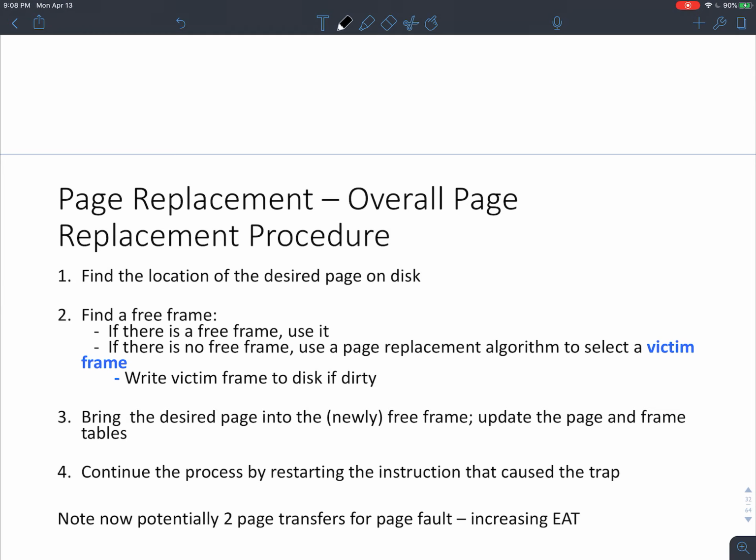And the overall page replacement procedure is here. First, we need to find the location of the desired page on the hard drive, and then we need to find a free frame in the physical memory. If there is a free frame, yes, we can use it. If there is no free frame, we need to pick one victim and kick it out.